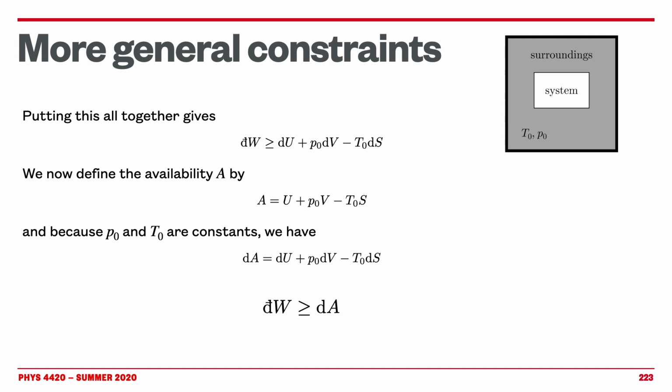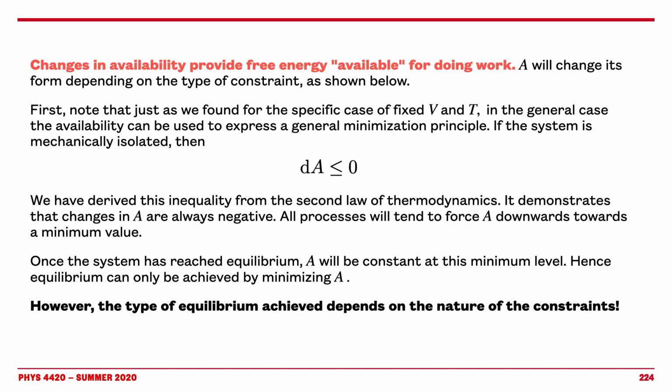Remember that all the inequality here always comes from the Clausius inequality, so it's a good idea to review this if you forgot. So just to summarize the discussion I just had, the changes in availability provide the free energy available for doing work. We work first with a specific case of a fixed volume and temperature. That's what we did when we introduced the Helmholtz free energy, because there is a natural variable for it. But if the system is mechanically isolated, we can use dA smaller or equal to 0.